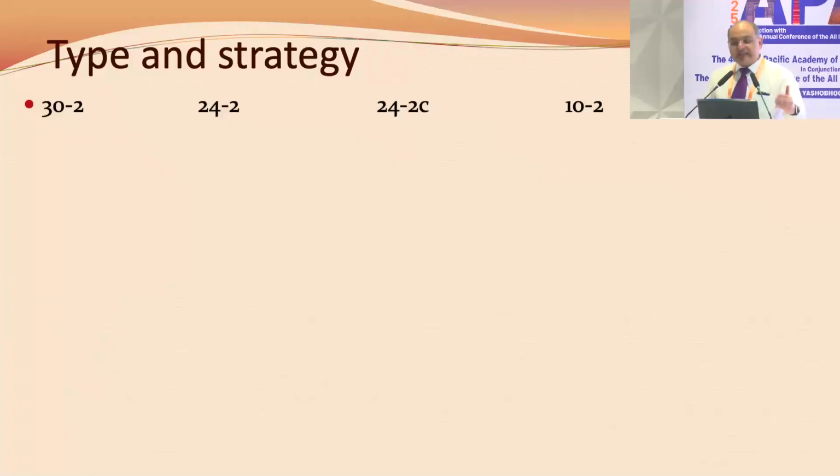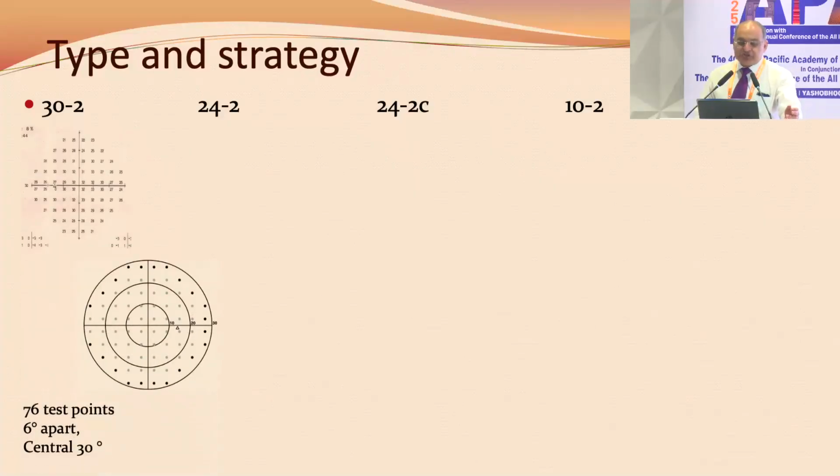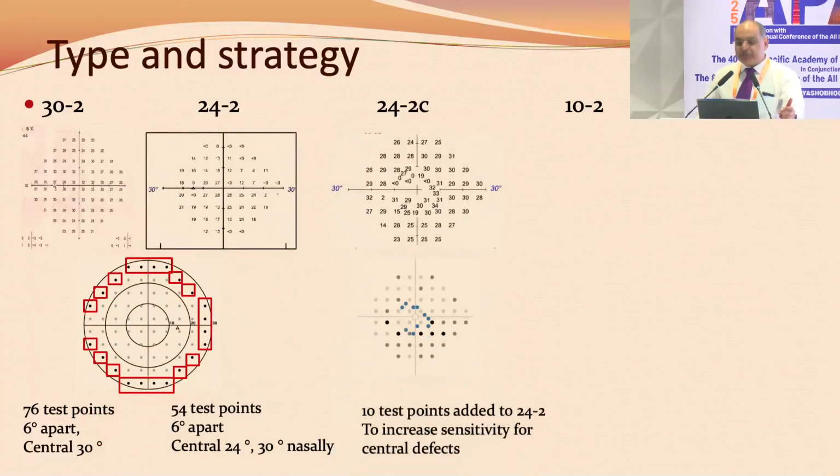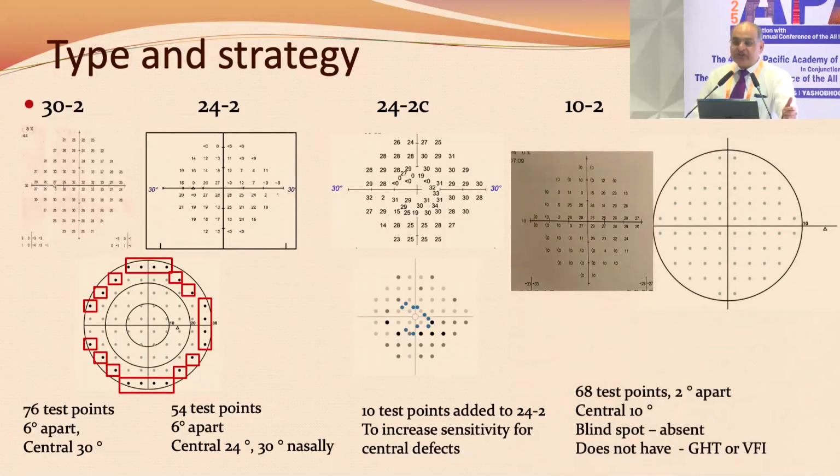Now we move on to the various types and strategies. We have 30-2, which involves 76 points, 6 degrees apart, testing the central 30 degrees. We remove all these peripheral points, and what we get is 24-2, which has 54 points, 6 degrees apart. Then we have 24-2C, which has 10 points added to give more weightage to the central defects. Then we have 10-2, which has 68 points, 2 degrees apart, measuring the central 10 degrees. Since it is the central 10 degrees, there is no blind spot here. And we also don't have GHT and VFI in 10-2 visual fields, which is to be understood.